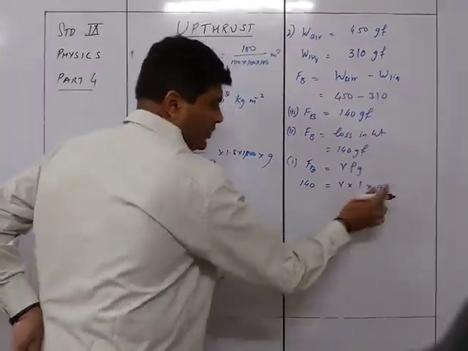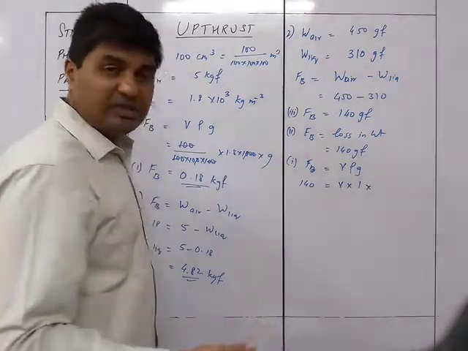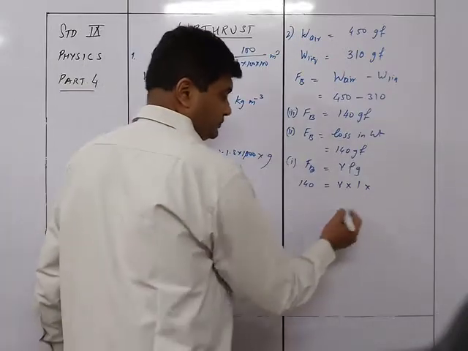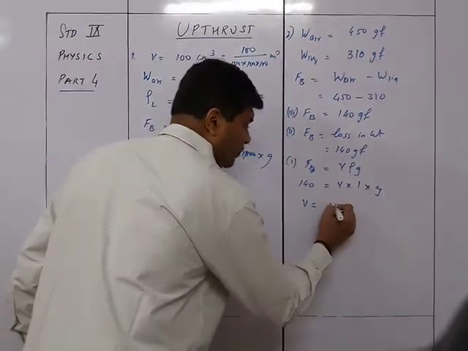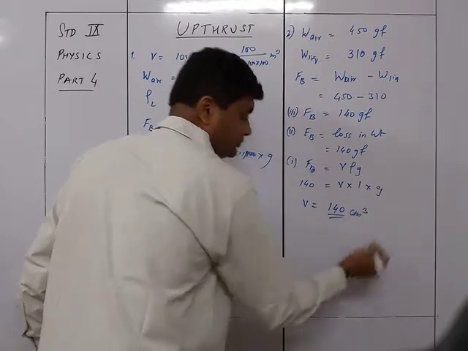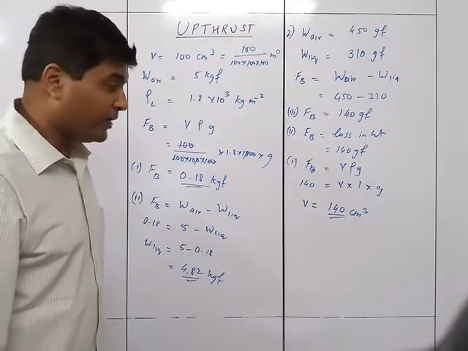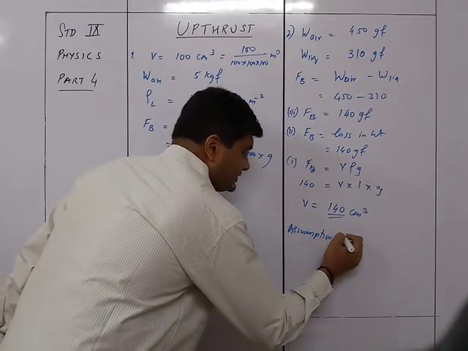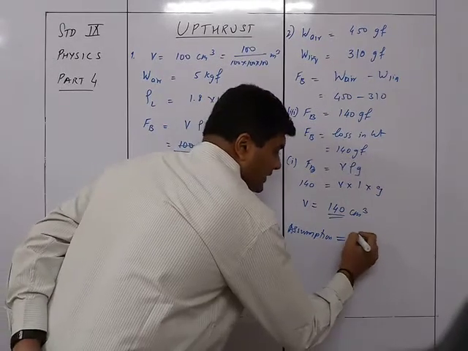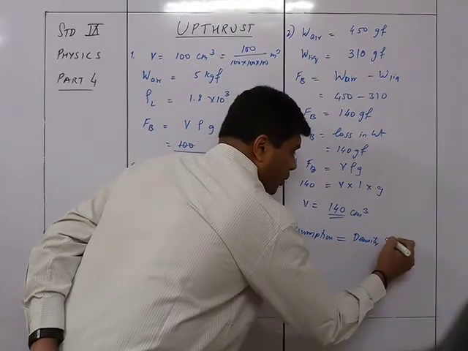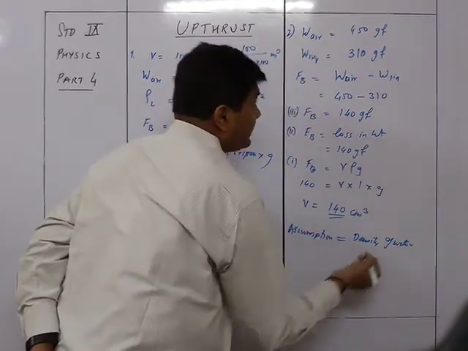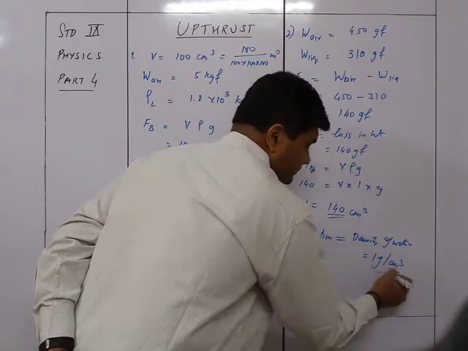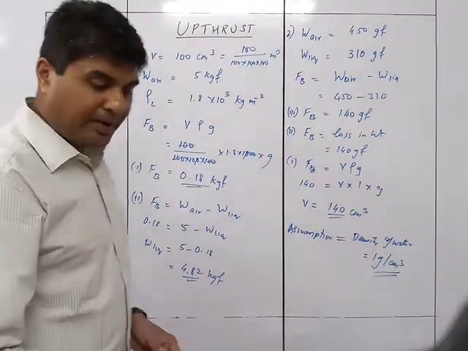Therefore, we don't require G because this is in gram-force, GF, not in Newton. Therefore we don't require G at all. You keep it as G. Therefore V will be equal to 140 centimeter cube. So the volume will be 140 centimeter cube. Assumption is that the density of water or liquid, whatever it is, equals 1 gram per centimeter cube. That's the assumption made.